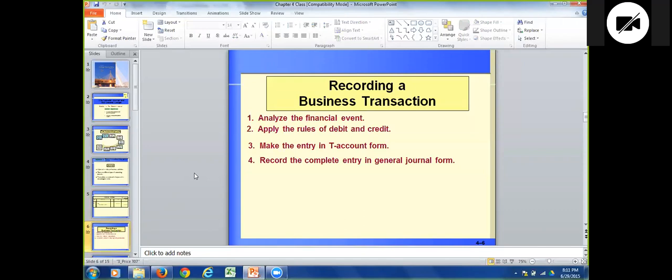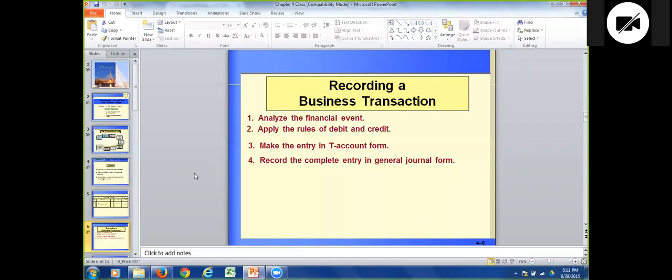So when recording a business transaction, there are 4 steps that you can follow, which we kind of looked at last week too in the PowerPoint, which is analyze the financial event. Identify the accounts affected, classify the accounts affected, and determine the amount of increase or decrease for each account affected. And then you want to apply the rules of debits and credits. Which account is debited for what amount, which account is credited for what amount.